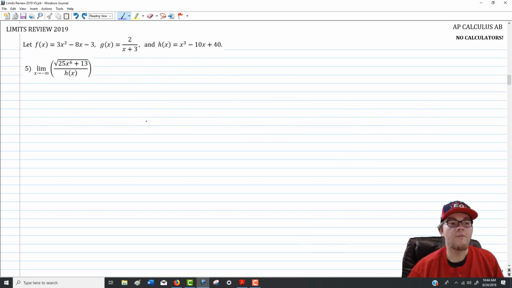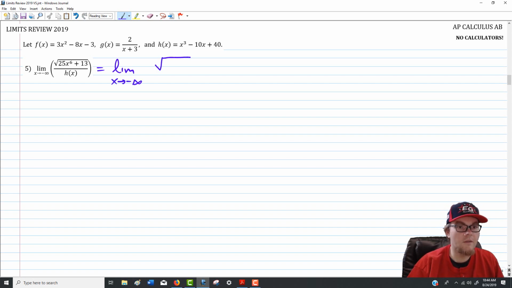Okay, moving forward to number 5. Number 5 has a square root. We're taking the limit as x approaches negative infinity. Just to make sure we can see our problem here, I'm going to rewrite it with the function value plugged in. So this is root 25x to the 6 plus 13. In our denominator, that's h of x, also known as x cubed minus 10x plus 40.